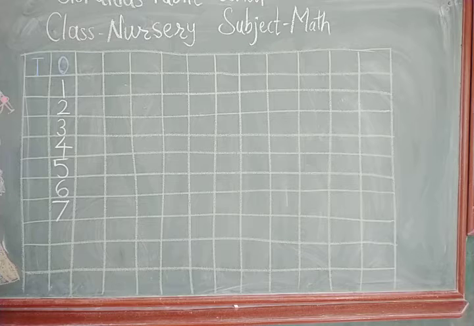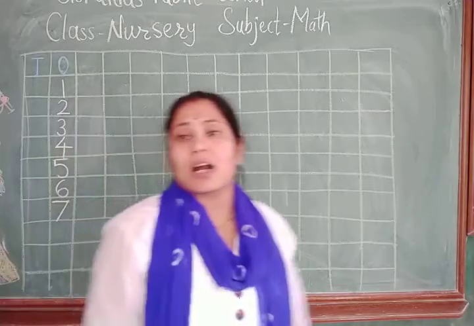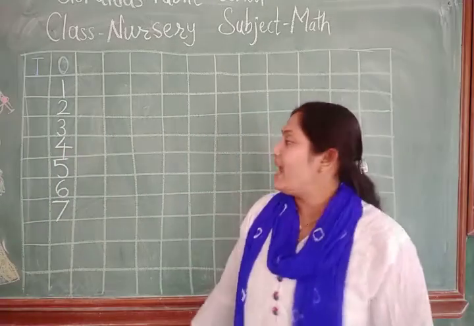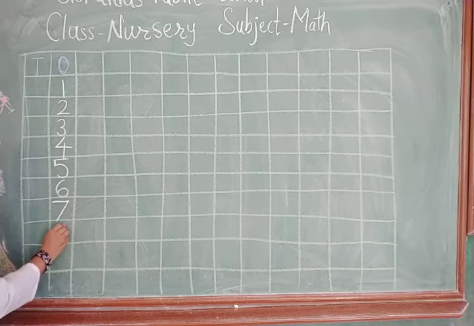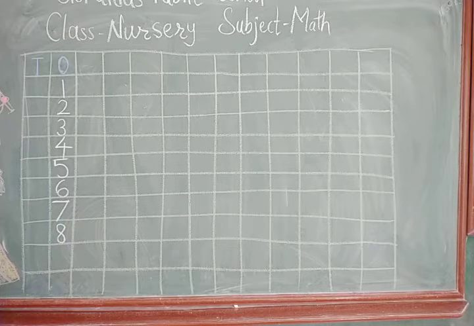And after number 7, which number comes? Number 8. Two circles make number 8. And after number 8, which number comes? Number 9. And after number 9, which number comes? Number 10.